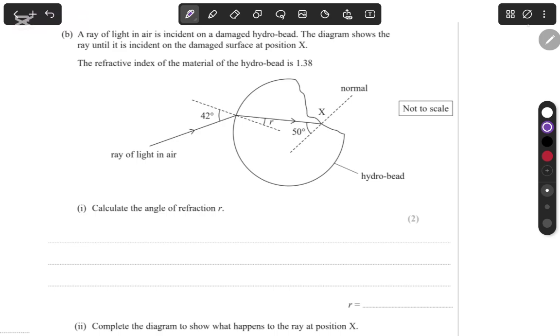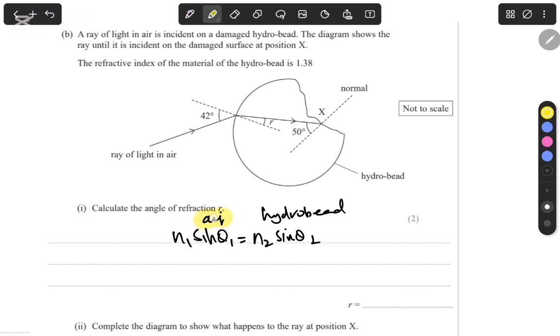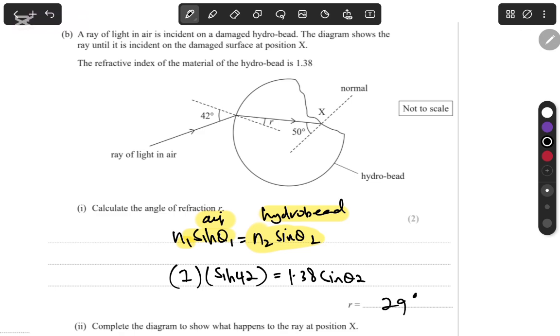We can just use Snell's law. So we can use Snell's law, and then we're going from air to hydro bead. So these are the values for the theta in air and the refractive index of air, and this is for the hydro bead. I've plugged in the values, and now I'll just solve it. And you should get the angle of refraction as 29 degrees.